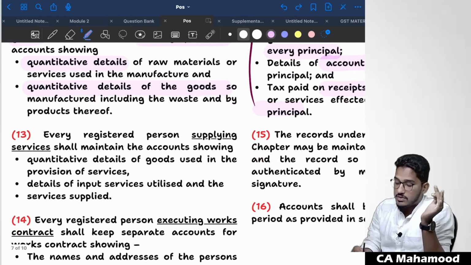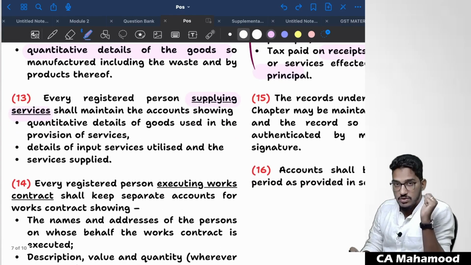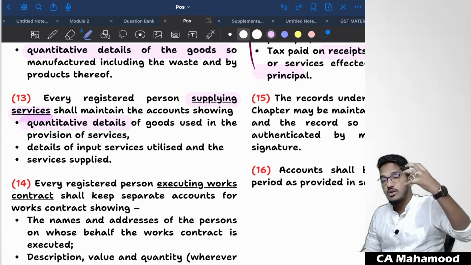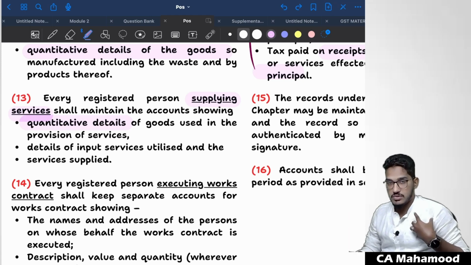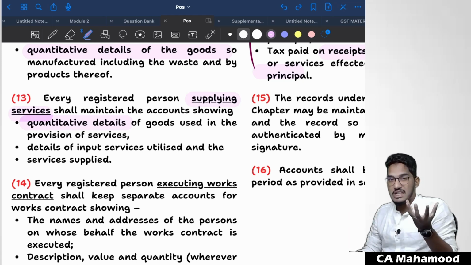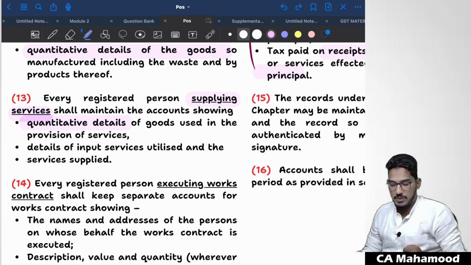Similarly, if you are a registered person but not into manufacturing, you are into supplying of services, then you have to maintain some records showing what details? Quantitative details of goods used in the provision of service. For providing your services, what quantity of goods you have purchased. For example, if I'm a chartered accountant providing services, I need stationery. So how much quantity of stationery I have bought, that record I have to maintain.